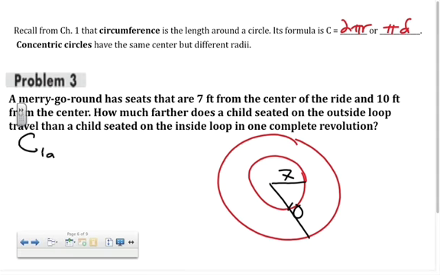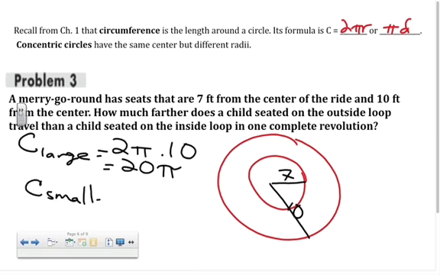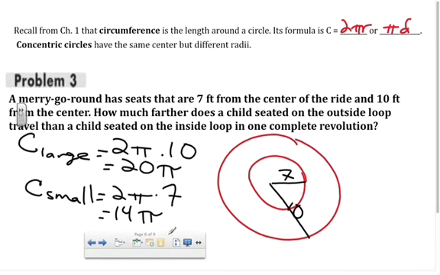Okay, so let's find the circumference of the large circle. That's 2 times pi times 10, giving me 20 pi, and I'm not going to evaluate the pi yet, just because it'll facilitate my calculations later. And then I'm going to find the circumference of the small circle. Well, that's 2 times pi times 7, giving me 14 pi. Do you see what I mean about making the calculations easier? How much bigger or how much further? 6 pi. And now, let's evaluate that pi.